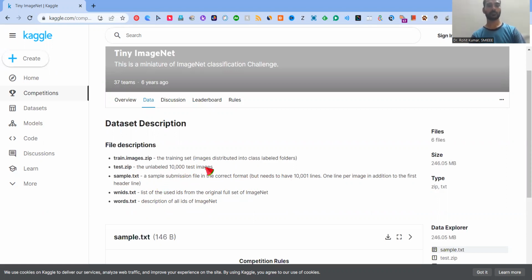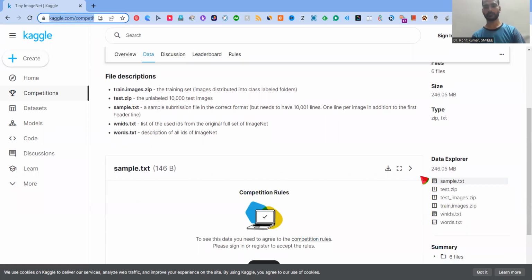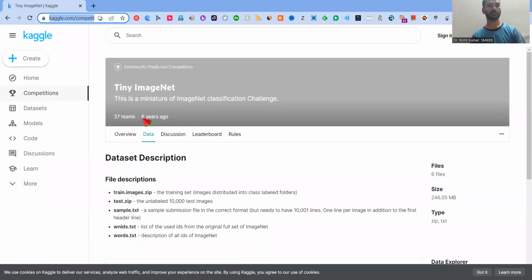Coming to the testing part, around 10,000 unlabeled test images are there, and in the training part you are going to have the training images. All this information is available on Kaggle.com, which is a popular website that offers datasets and related information for ML or DL research interests. Coming on to the size, it is around 246 MB, and you can download this dataset. Coming on to other things like discussions, leaderboard, rules, etc., if you're interested, you can jump onto them.